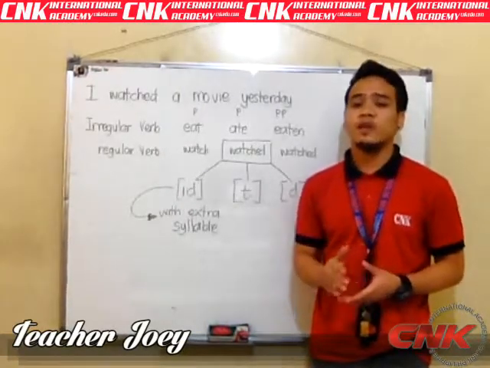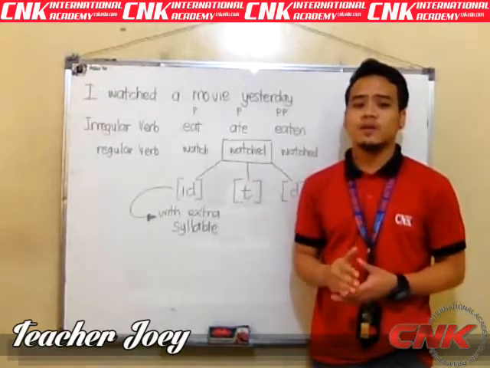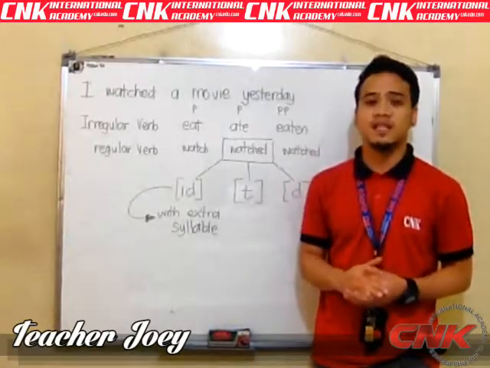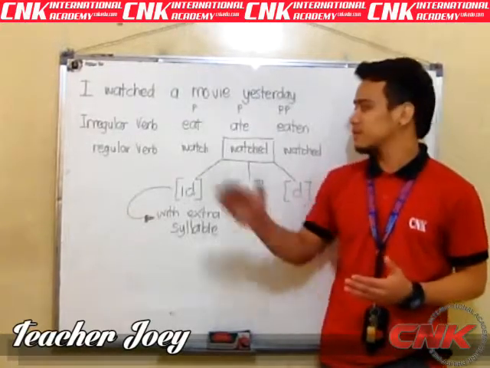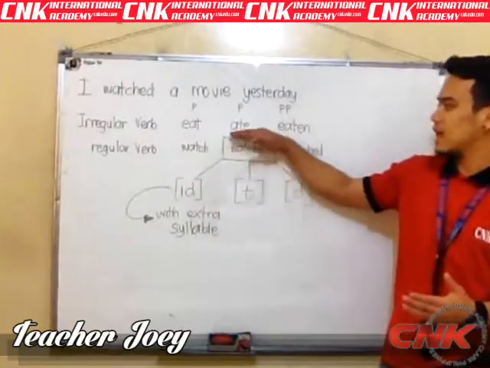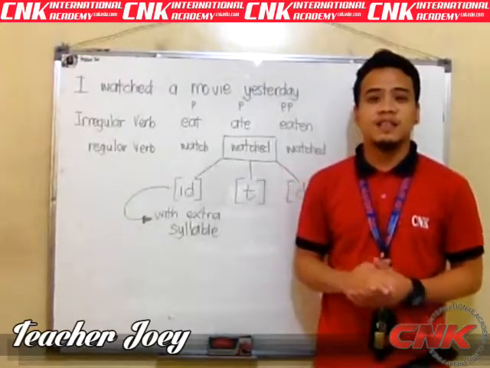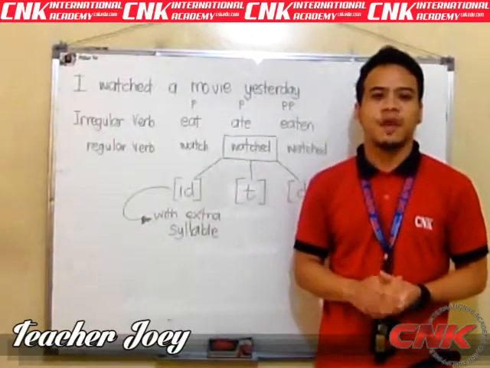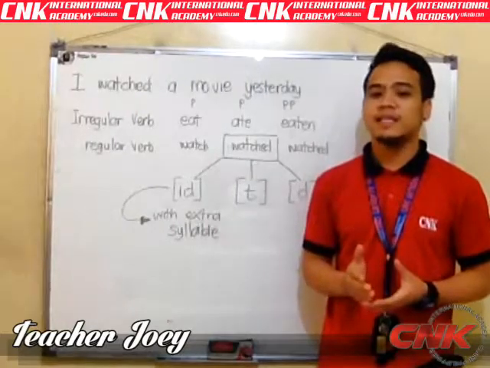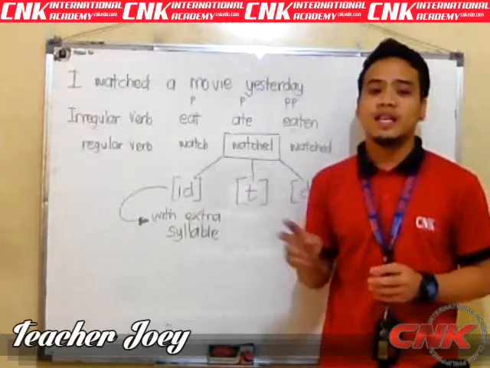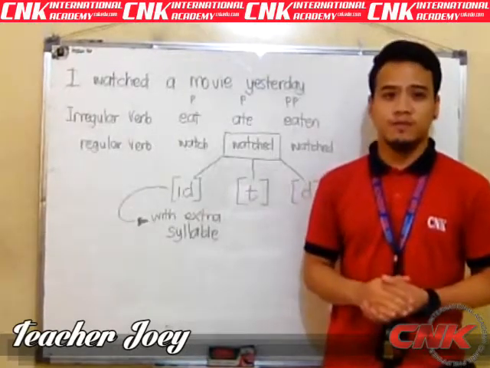First, the irregular verbs. Irregular verbs undergo large changes when changing forms between tenses. Example, eat, ate, and eaten. Second, the regular verbs. Regular verbs are those whose past tense and past participle are formed by adding D or ED to the end of the verb.